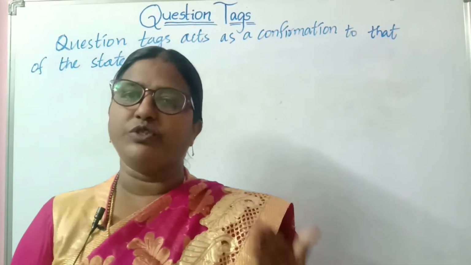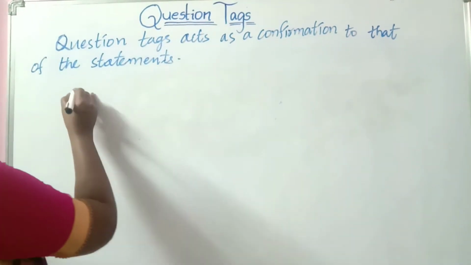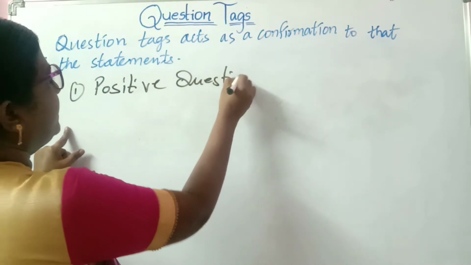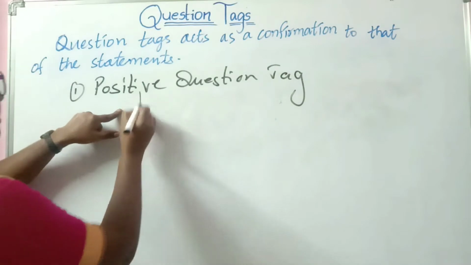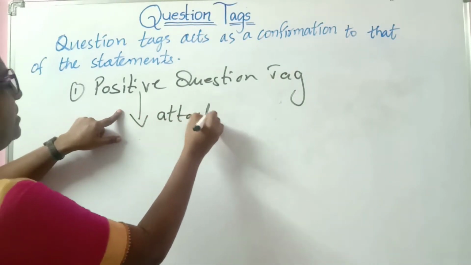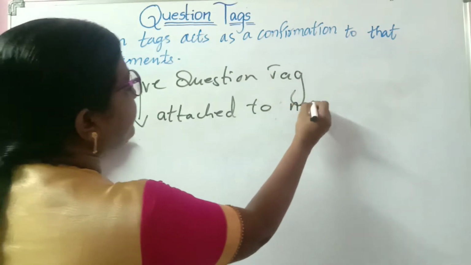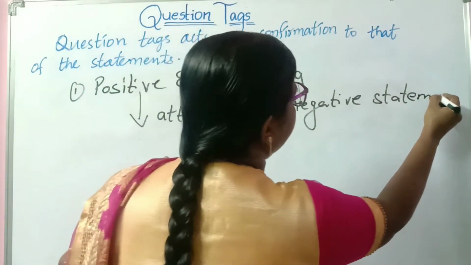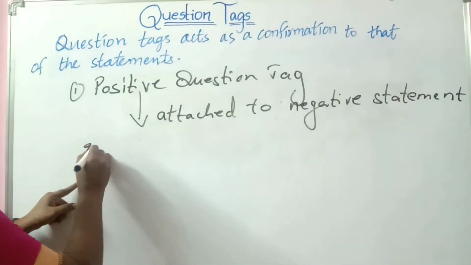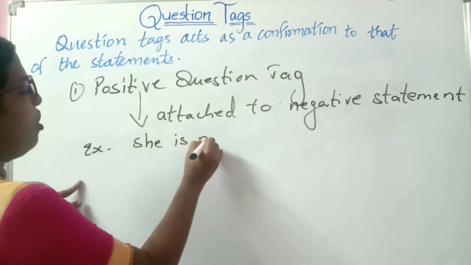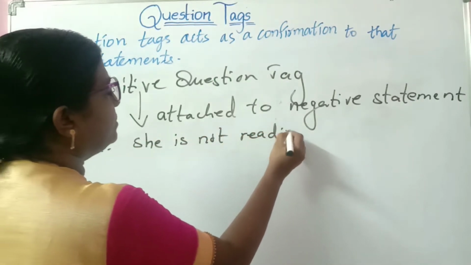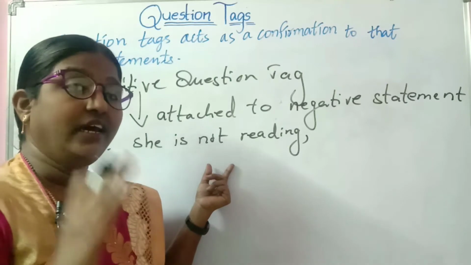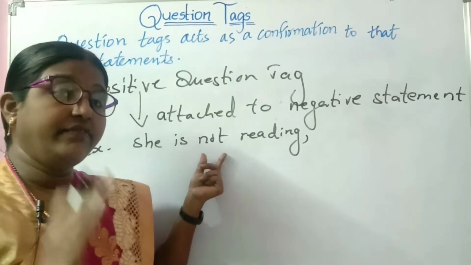We have two types of question tags. Let us see them. First one is positive question tag. These positive question tags are attached to negative statements. Positive question tags are attached to negative statements. For example, she is not reading. This is a negative statement.